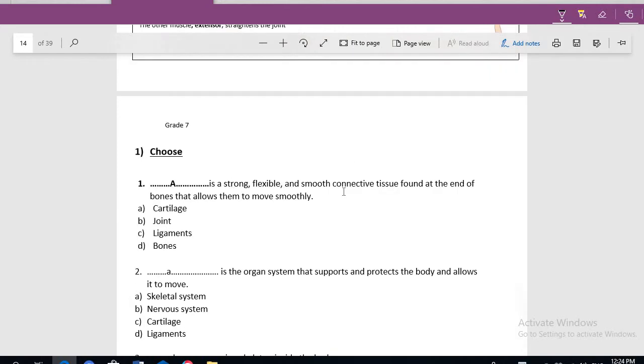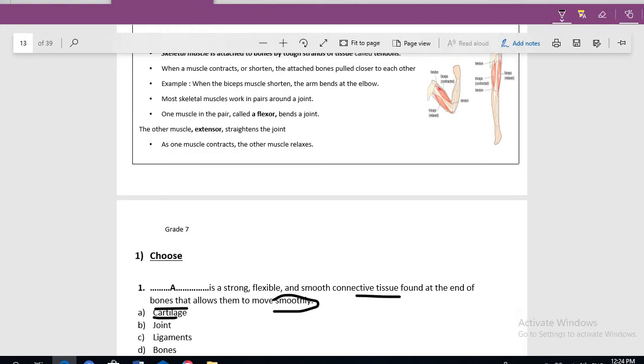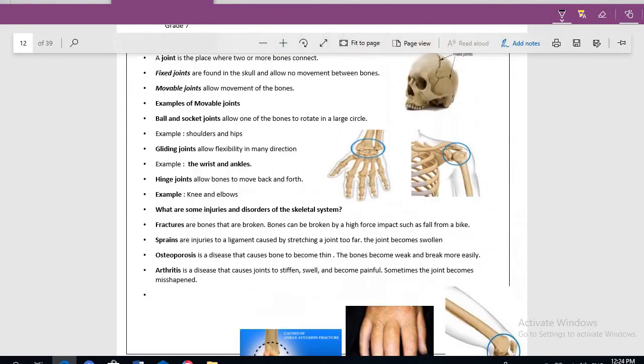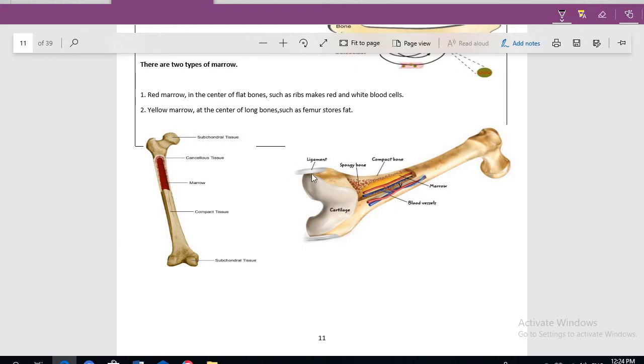It is strong, flexible, smooth connective tissue found at the end of bones that allows them to move smoothly. At the end of bones there is a strong and flexible, smooth connective tissue which allows the bone to move smoothly. This is called cartilage. Look, this cartilage, this one. Cartilage is strong and flexible, which allows the bones to move smoothly.